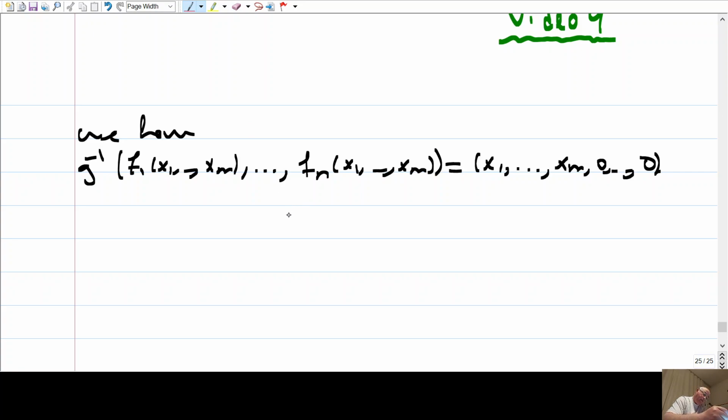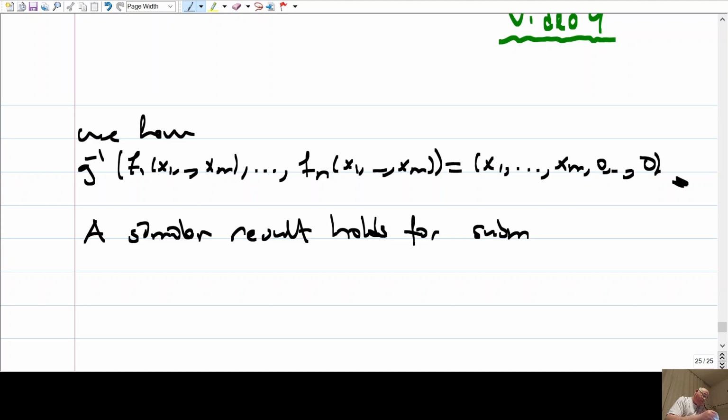Okay, now this proves the fact that any immersion is actually standard under a suitable change or choice of coordinates. A similar result holds for submersions.